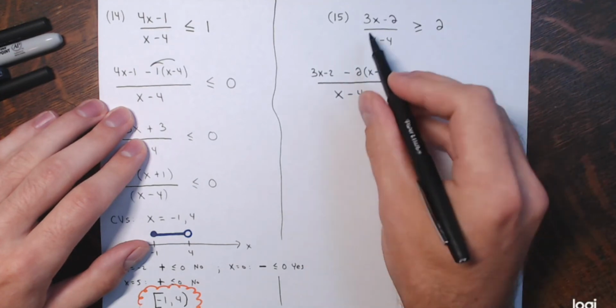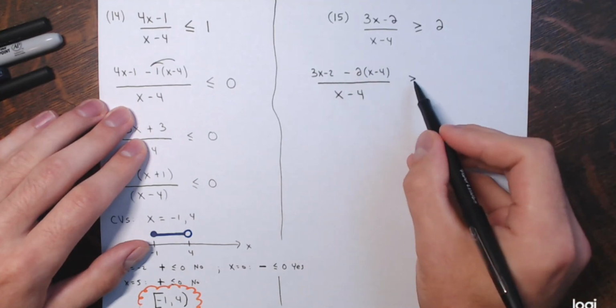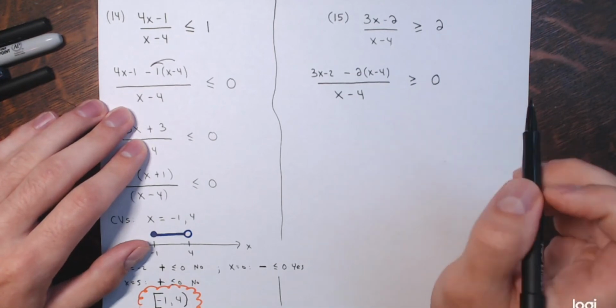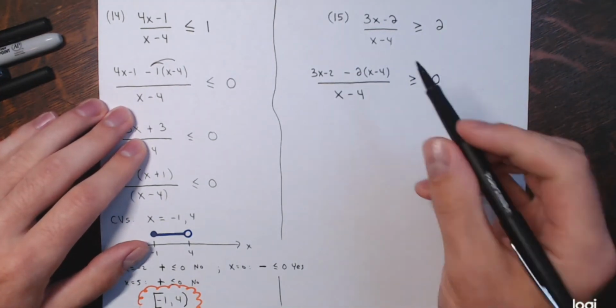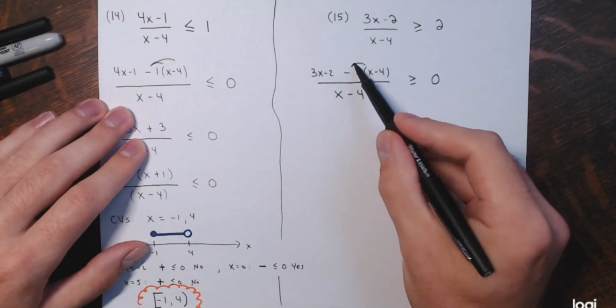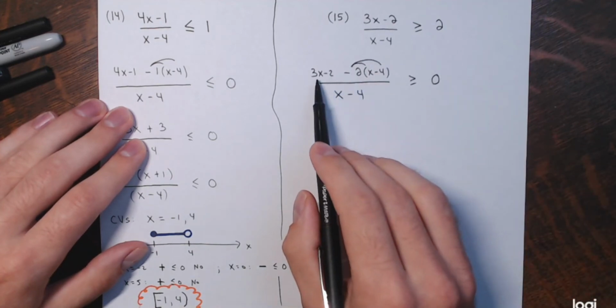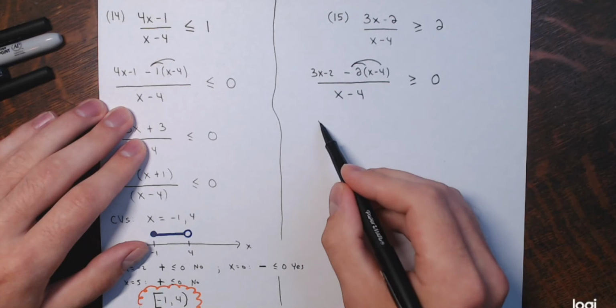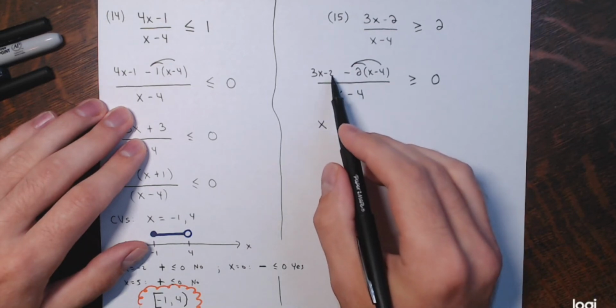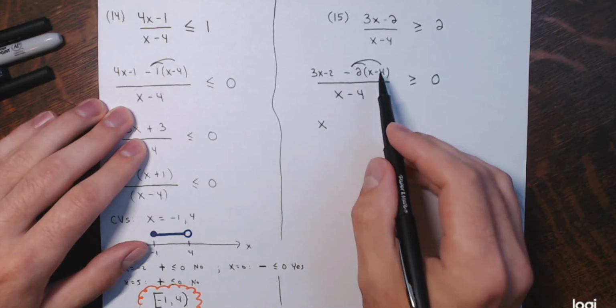When I put them together, it is greater than or equal to 0 now. I want 0 on one of the sides. After distributing the negative 2, you get 3x minus 2x is x. Negative 2 plus 8 would be plus 6.